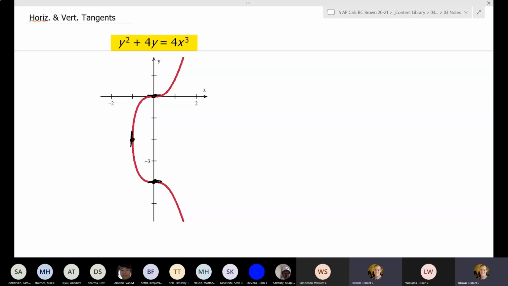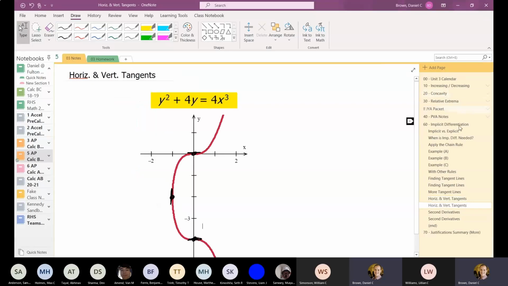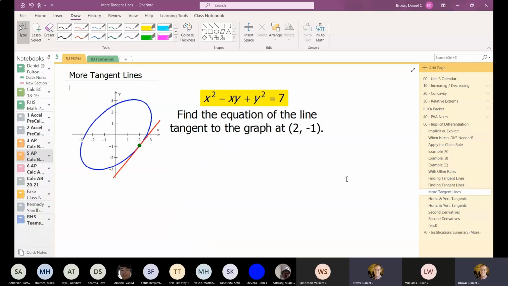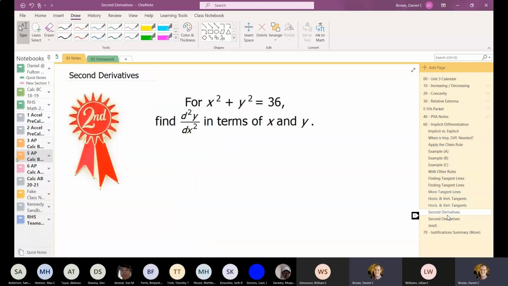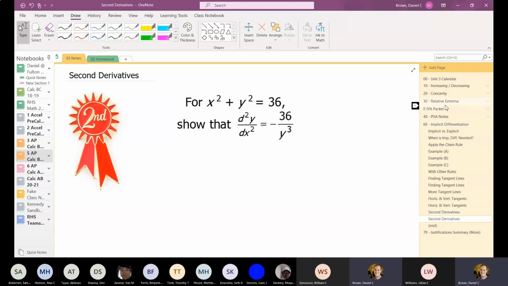The next problem takes too long for me to do in 10 minutes, so I am going to stop there for today. Tomorrow we'll do a warm-up. We'll find this tangent line just for practice, and then we'll talk about second derivatives and implicit differentiation.